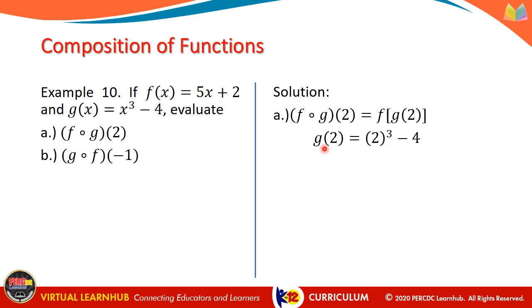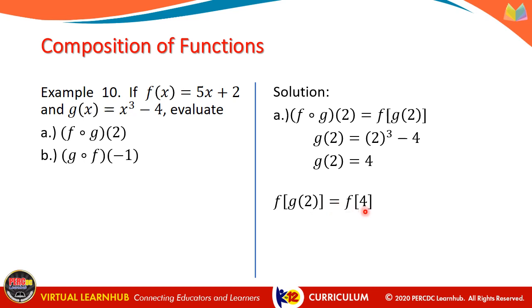To evaluate g of 2, we need to substitute 2 in x cubed minus 4. That would be g of 2 is equal to 2 cubed minus 4. g of 2 is equal to 8 minus 4. That is 4. g of 2 is equal to 4. So we can say that f of g of 2 is just the same as f of 4.